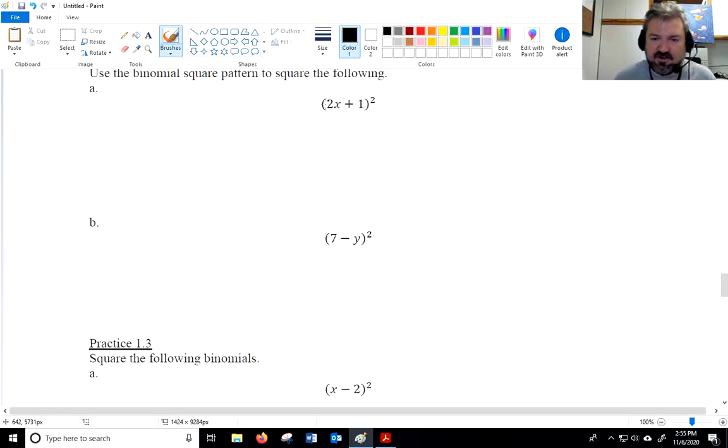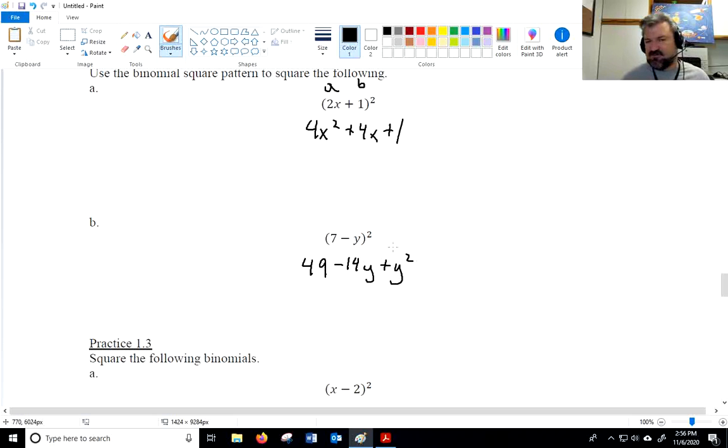So 2x plus 1 squared. We know that this is the a and this is the b. So we square the a and you get 4x squared. Then multiply a and b together and double it. So 2x times 1 times 2 is 4x, and then square the b. All right, let's do the next one. Square the first term, 49. Multiply the two together and double it, negative 14y, and then square the last term. Remember, your first and last term will always be positive. The middle term takes the sign in the middle here. All right, your turn. Again, I encourage you to use the formula that a plus b squared is equal to a squared plus 2ab plus b squared, because we need that formula down pat.